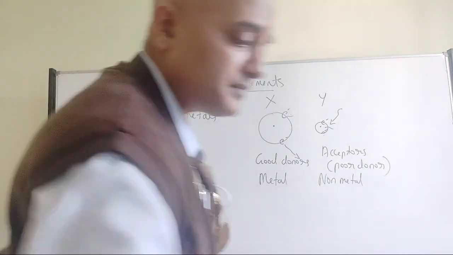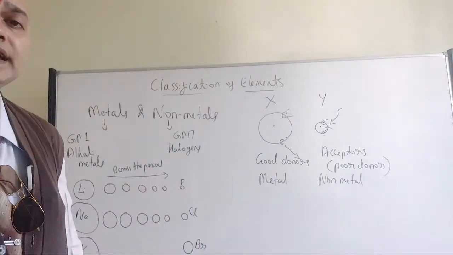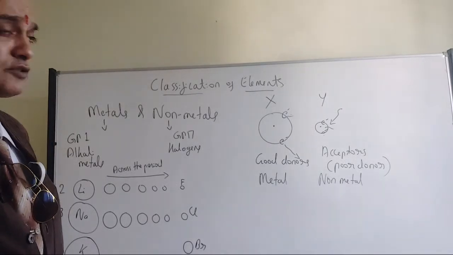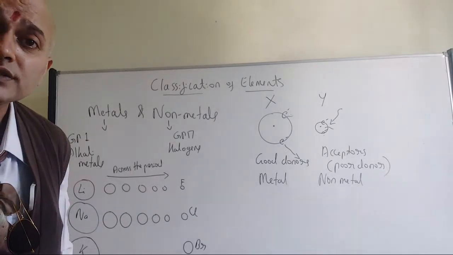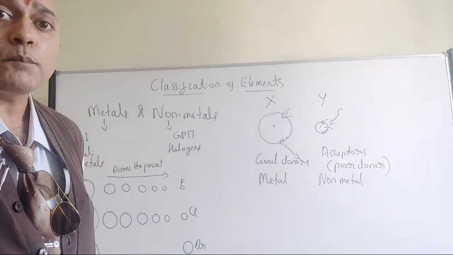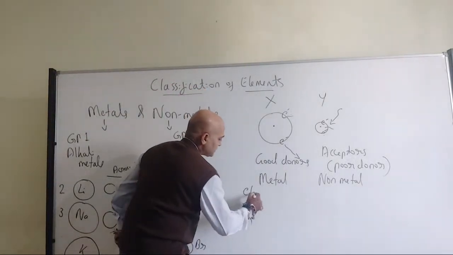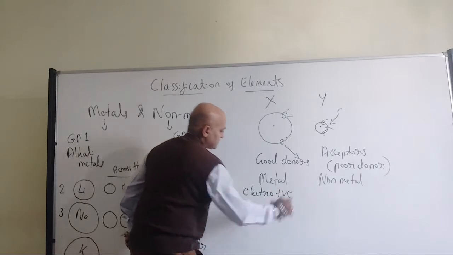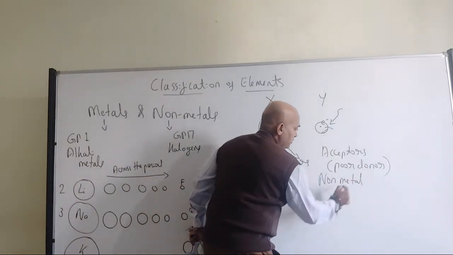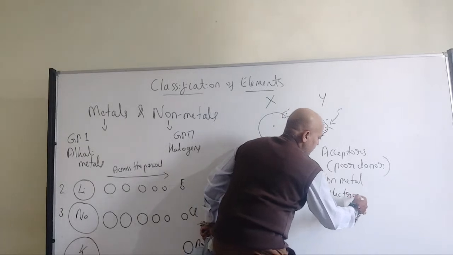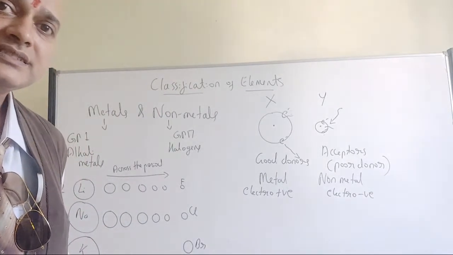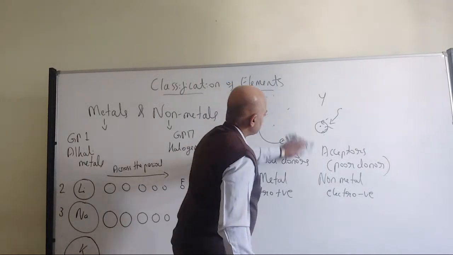Any doubt in this? All of you have understood? If you have any doubts, you can ask. So among X and Y, X is a good donor of electron. Why are they good donors of electron? Because of their larger size. So therefore they will be metals because of their electropositive character. They are called electropositive elements, metals, because they are good donors of electron. Now when it comes to Y, they are acceptors, poor donors, non-metals. That means they will be electronegative elements. Okay? So that's where we have the important concept.